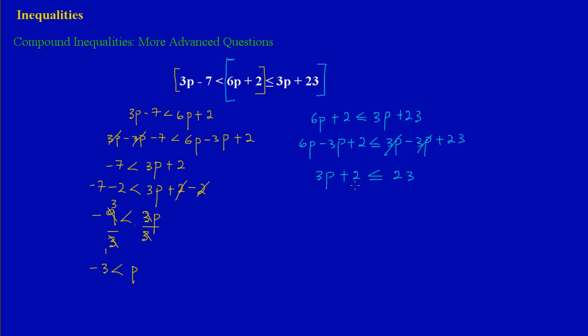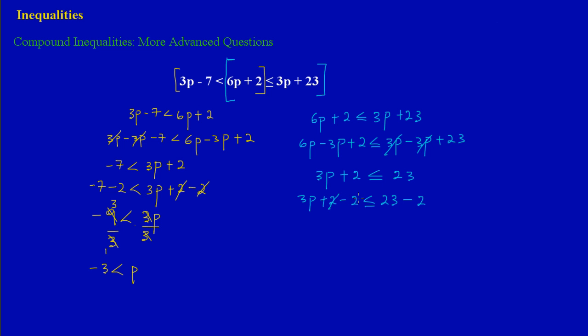Now, since I have a positive 2 being added to 3p, I must get rid of that 2 and bring it to this side. So I must do the opposite of addition, which is subtraction. So I'm going to say 3p plus 2, that's my statement here, minus 2 now is less than or equal to 23. And since I've subtracted 2 there, I must subtract it here.